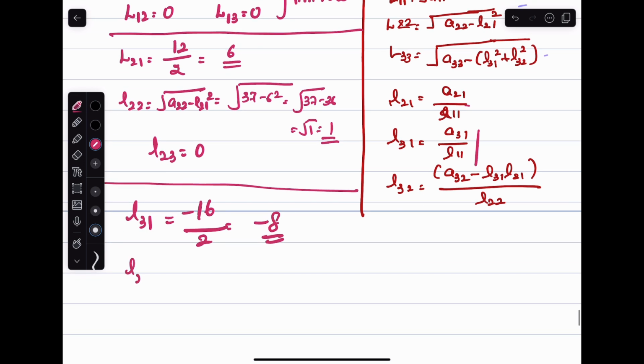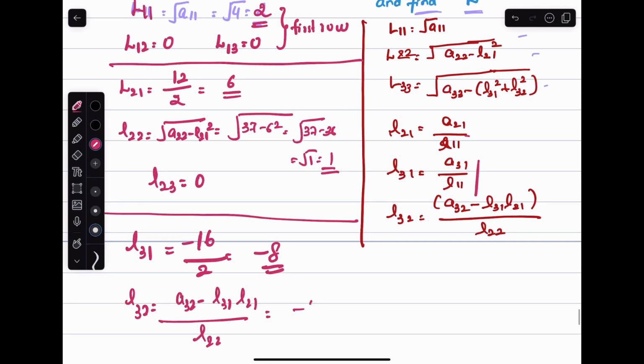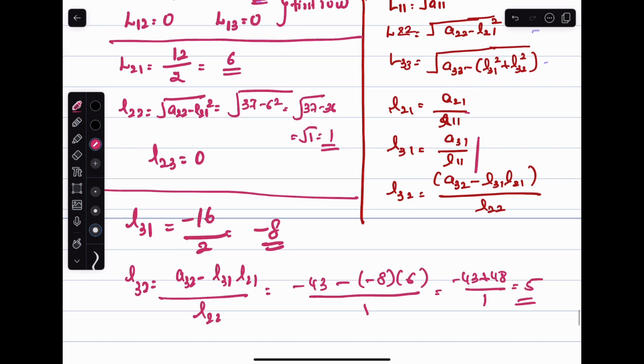So now we have to find L32. You can directly write it or you can write the formula. Always write the formula first, so that you get the answer rightly. So it is 43 minus minus 8 into 6, that is minus 43 plus 48, divided by 1, is equal to 5. So I got the answer as 5.